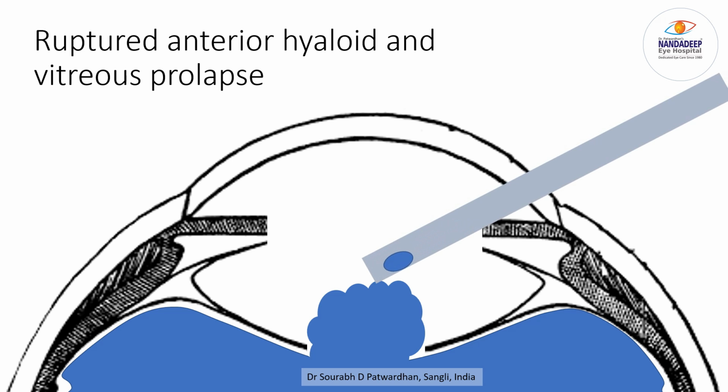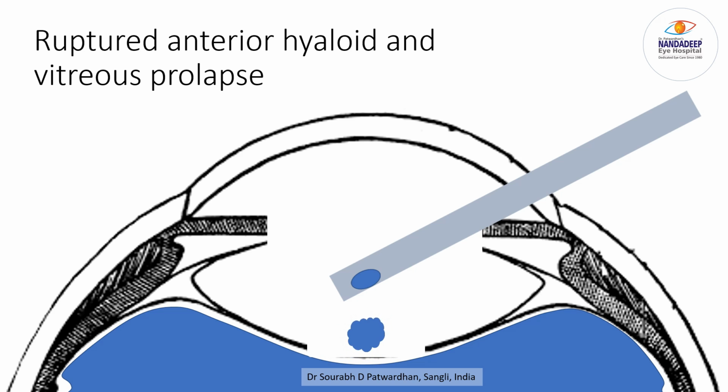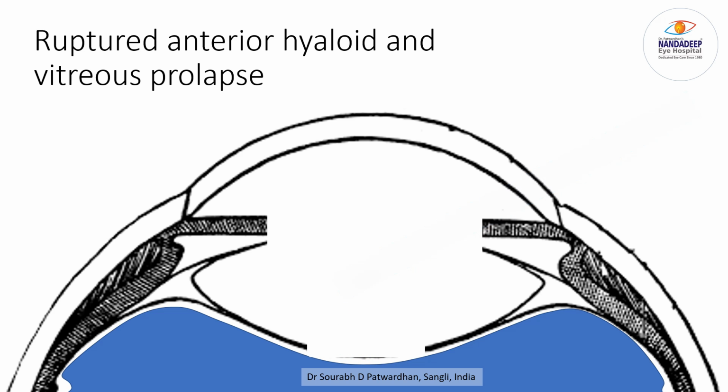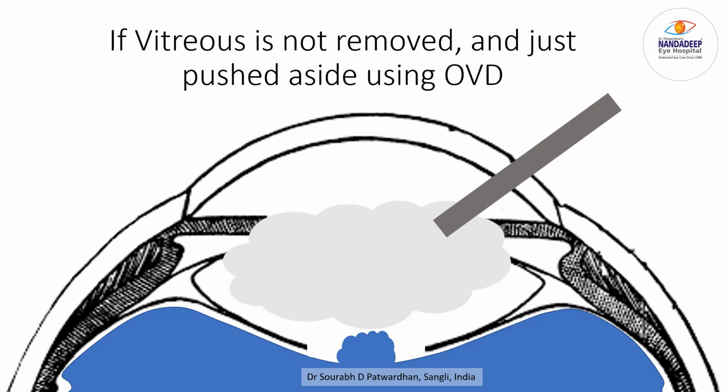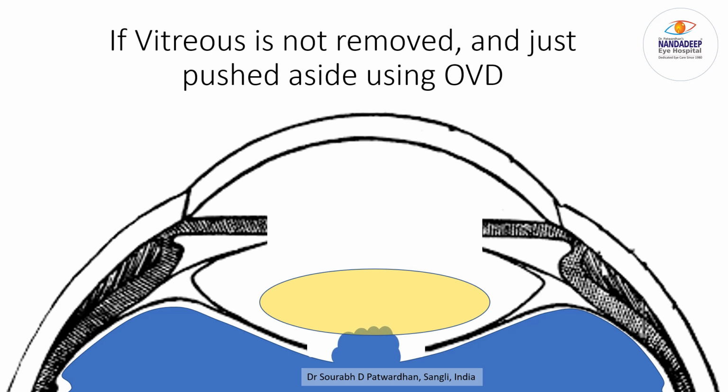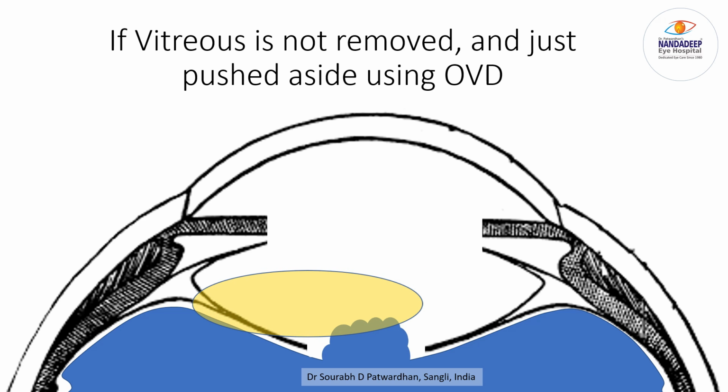But in case of vitreous prolapse, when there is an anti-hyaloid rupture, we have to remove the vitreous using vitrectomy, and then place the IOL in the bag with adequate support. This is very important because if we don't remove the vitreous completely, which is sometimes done by some surgeons, OVD is pushed so that the vitreous goes back or sideways and then the IOL is placed. But many times this vitreous starts prolapsing. Also, it may get engaged with the incision, and that leads to further decentration of the IOL and posterior segment problems.